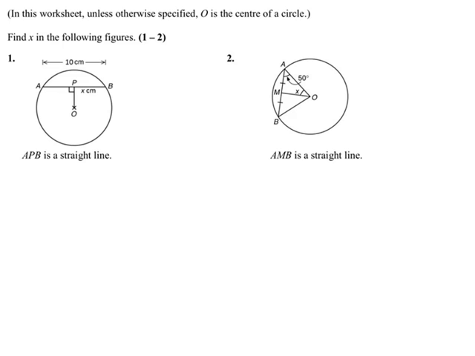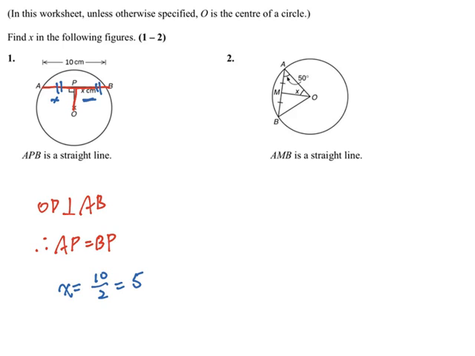Now, try to do question 1. Let's check it. We know OP is perpendicular to AB. So AP is equal to BP. So they are the same. It is also X. And we know the full length of AB is 10. So that means X is equal to 10 divided by 2. So it is 5, without cm because you see xcm.